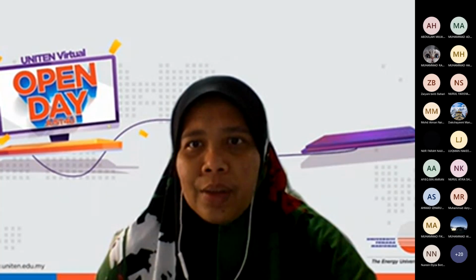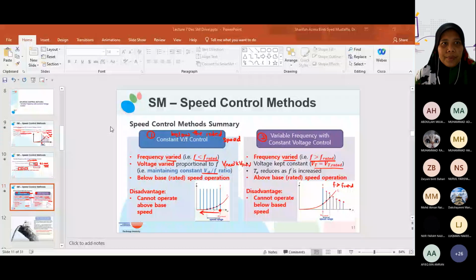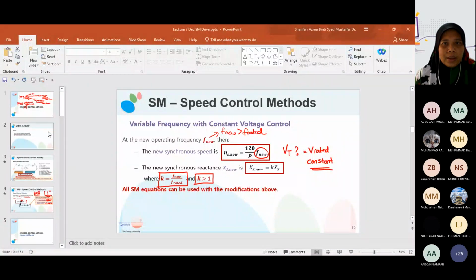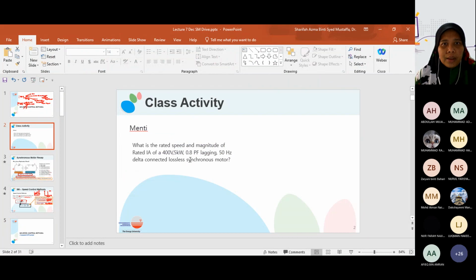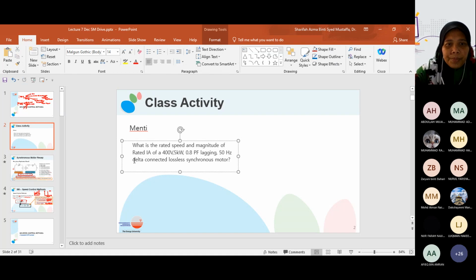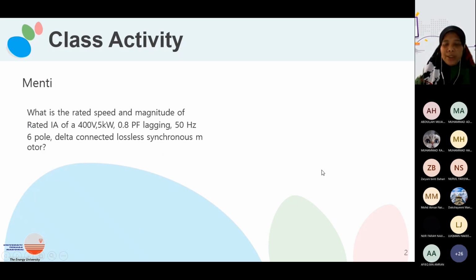Okay, let's look at the question. Okay, this question has nothing to do with the drive. It's a synchronous motor question that we have learned previously. Okay, it has nothing to do with the drive. So, how to calculate your speed, the motor speed Nm? Anybody? Which formula?